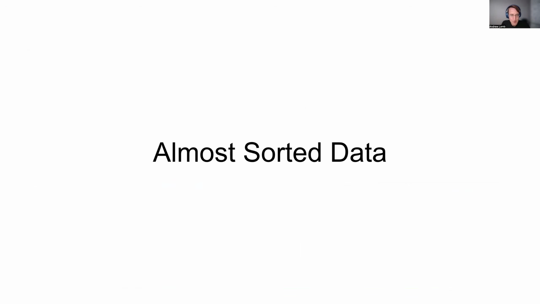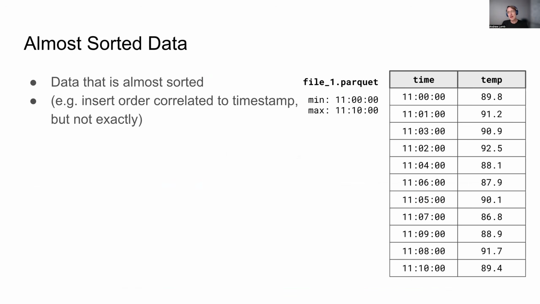And now finally, I'm going to move on to almost sorted data, right? So what I mean by almost sorted data is data that's kind of sorted, but it's not exactly sorted. And this is super common in time series use cases and other places as well, where the input order is often correlated, but not guaranteed to be the same as the timestamp order.